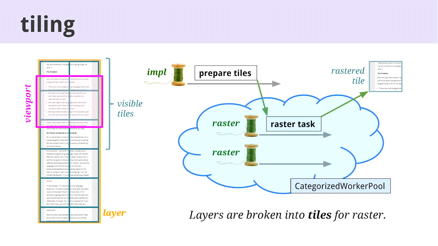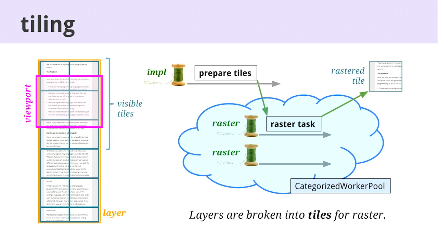Okay, so how does raster work in a compositing world? Remember, raster was the step that came after paint, which turns the paint ops into bitmaps. Now, layers can be large. Remember, for a scroll container, we have a layer for the entire scrolling content. So rastering the whole thing is expensive and unnecessary if only part of it is visible. So the compositor thread divides the layer into tiles. And tiles are the unit of raster work.